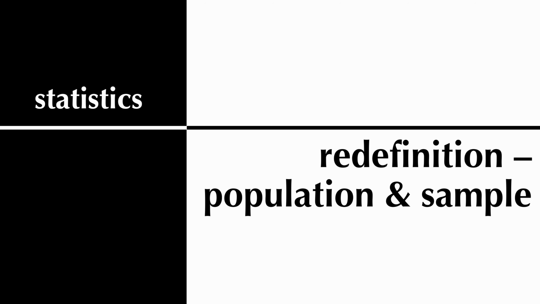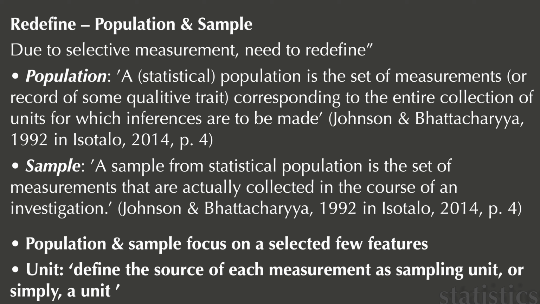We're going to redefine population and sample. These are from Johnson and Bhattacharya and Isatella. So we need to redefine population and sample. From our previous discussion just now about selective measurement, a statistical population is a set of measurements or record of some qualitative trait corresponding to the entire collection of units for which inferences are to be made. A sample, in comparison, or from statistical population, is a set of measurements that are actually collected in the course of an investigation. So again, not all of them are collected and investigated.